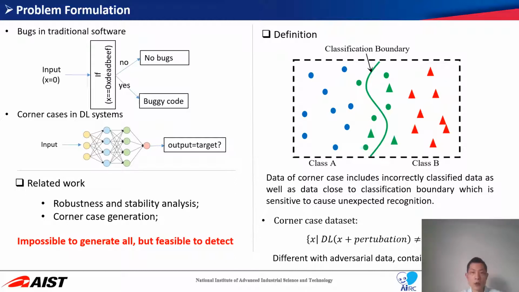Before this study, we need to define corner case data firstly. According to the introduction just now, we know corner case data is sensitive to perturbations, and they easily cause incorrect and unexpected behaviors. So we can give out corner case definitions as the given formula here. It's easy to know data of the corner case includes incorrectly classified data as well as the data close to the classification boundary.